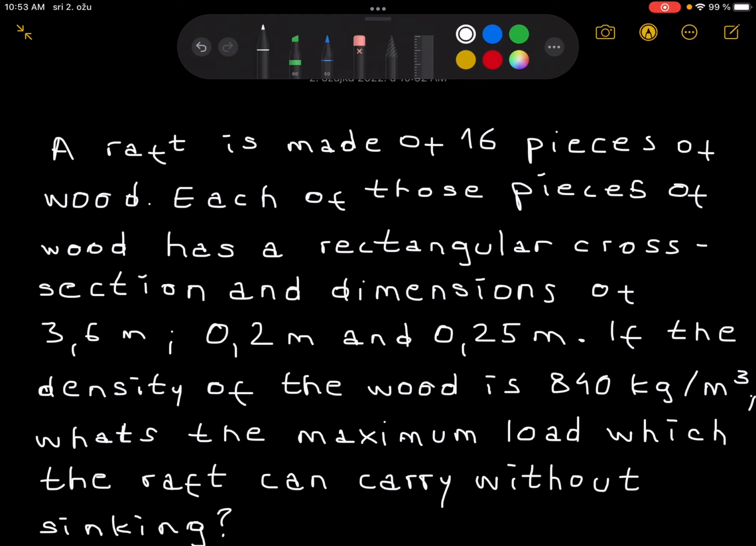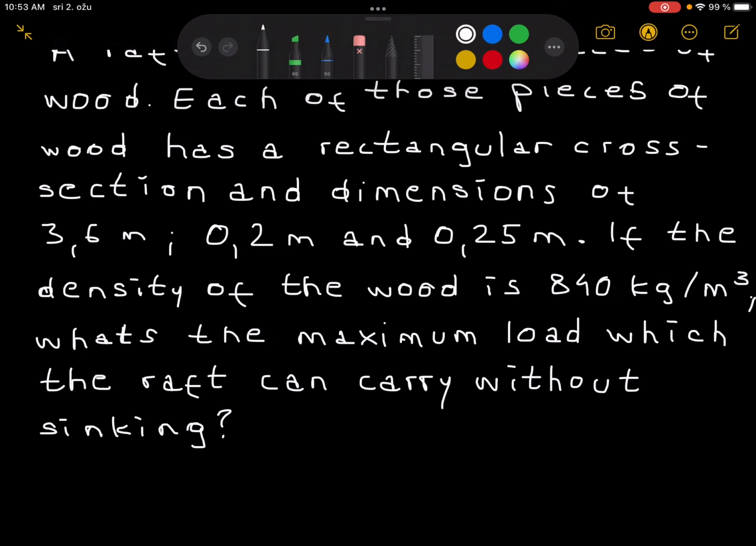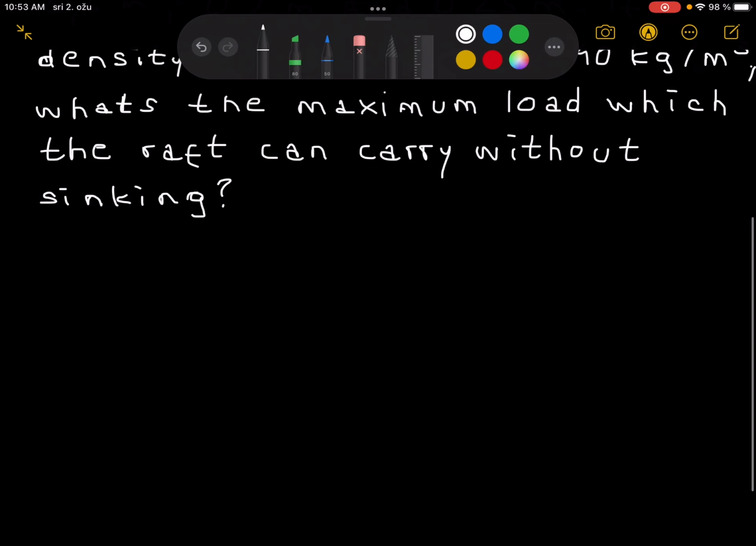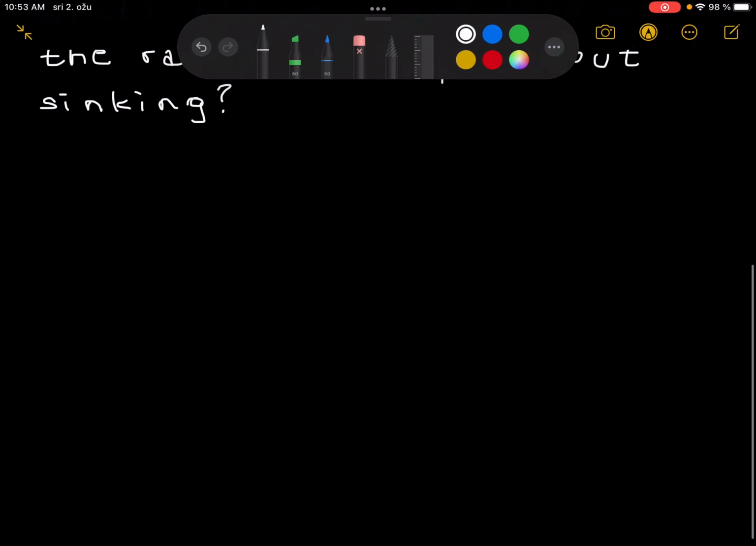So a raft is made of 16 pieces of wood. Each of those pieces of wood has a rectangular cross section and dimensions of 3.6 meters, 0.2 meters, and 0.25 meters. If the density of the wood is 840 kilograms per cubic meter, what's the maximum load which the raft can carry without sinking? Okay, so how do we do this?